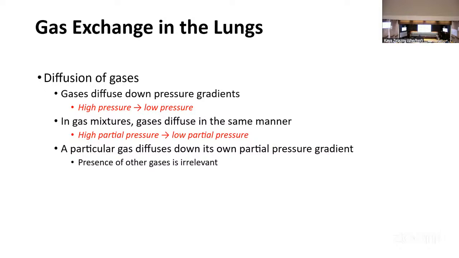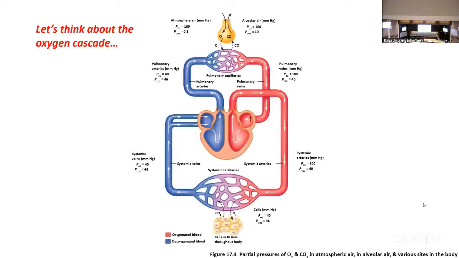Okay. So gases go down pressure gradients. In gas mixtures, they also go down gradients. They're going to go down their own gradient when we're thinking about these partial pressures and we're thinking about the lungs and the tissue. So when you're thinking about which direction oxygen is going, you're thinking, what is the partial pressure of oxygen in this place versus the other place that you're looking at, right? You don't have to think about all the other partial pressures if you're tracing just one gas. So the presence of other gases is going to be irrelevant once we have our partial pressures. Okay.